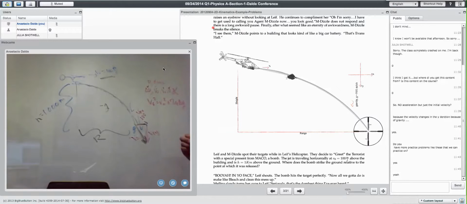So v final is what I'm looking for. V initial was 0. Acceleration is g. V final equals 2gh, because delta y is the same as h. Or, I'm sorry, it's v final squared equals 2gh. And I'm going to square root both sides.